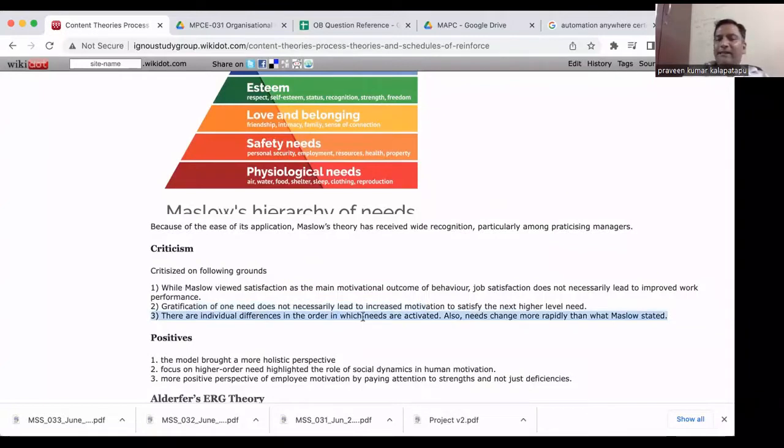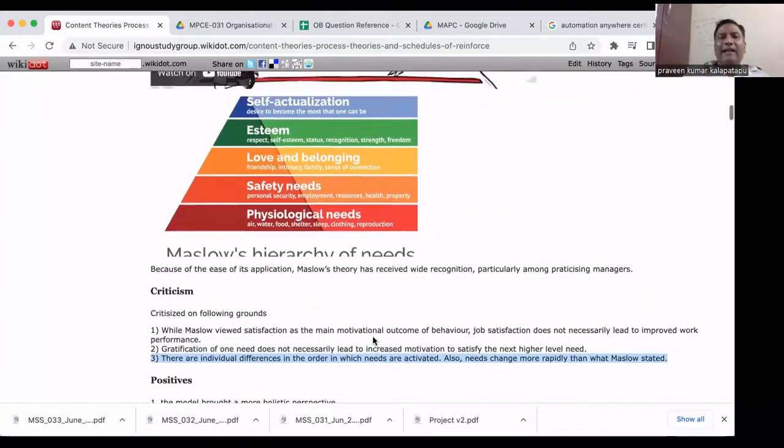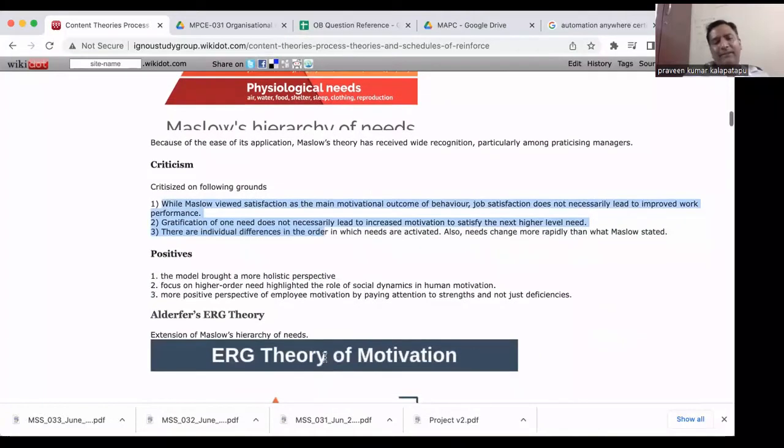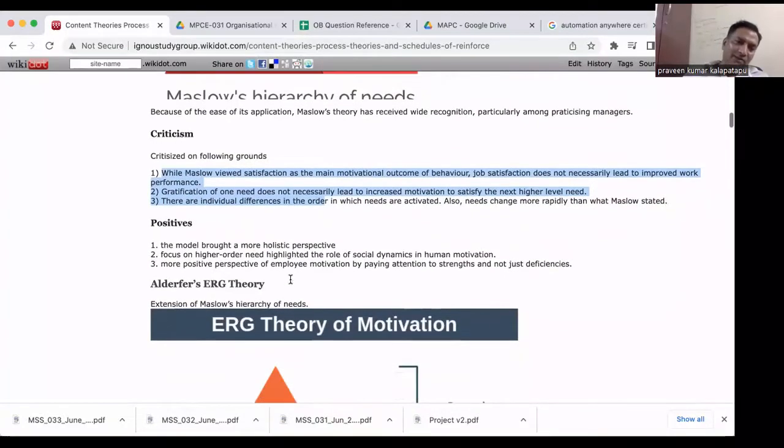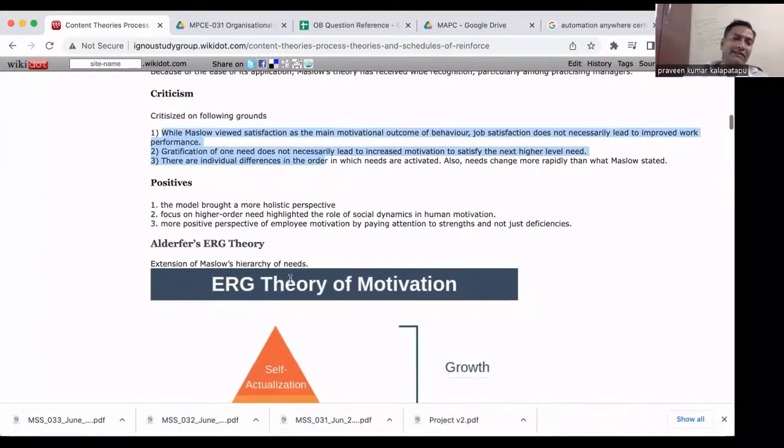The other thing is there are individual differences, and these needs change rapidly, and sometimes you might really get downgraded as well. So this rapid change in the needs is something that Maslow doesn't really talk about. So these are the three different criticisms as far as Maslow's hierarchy of needs is concerned.